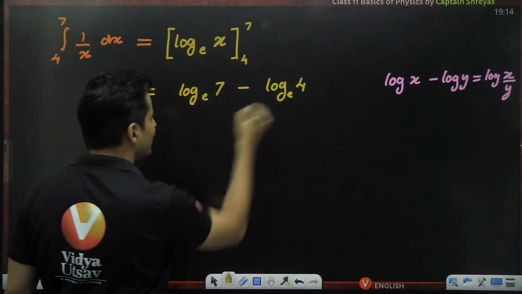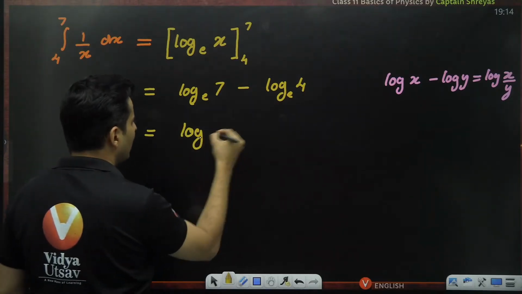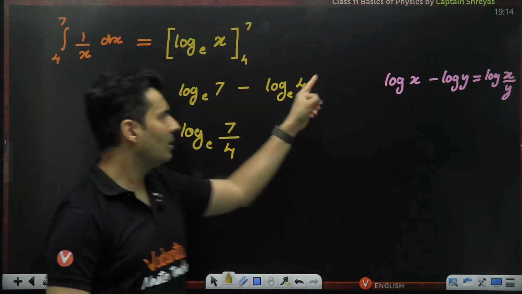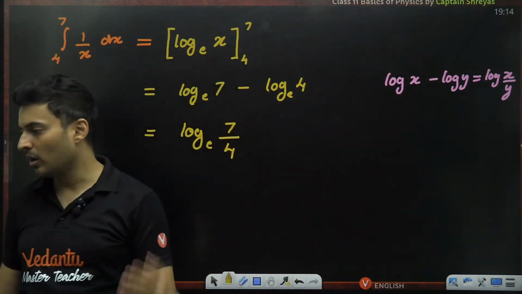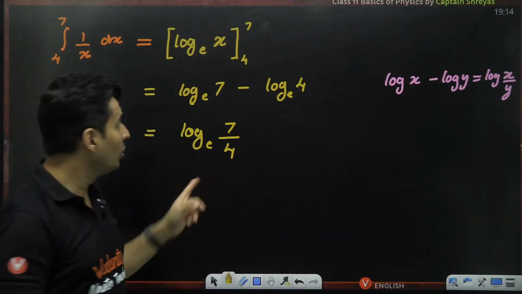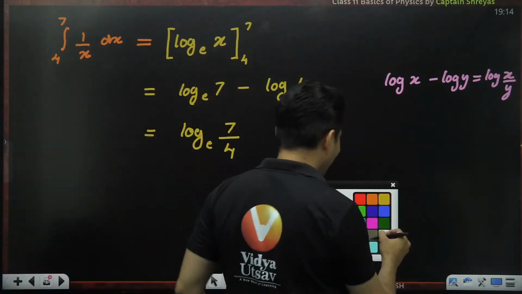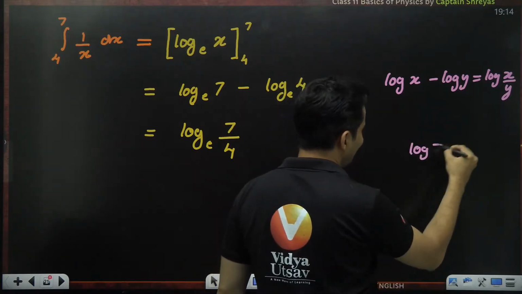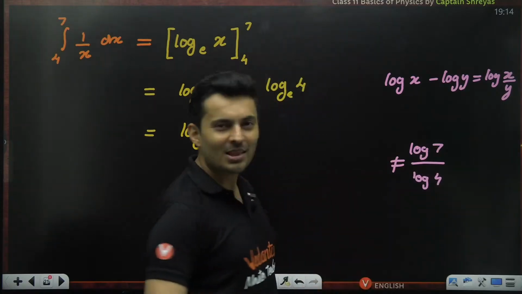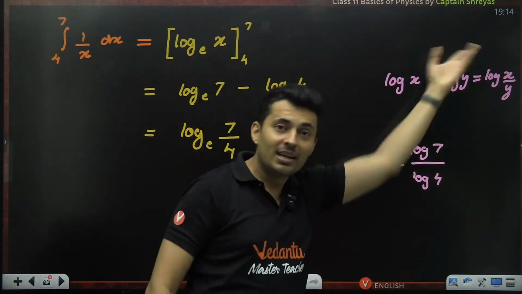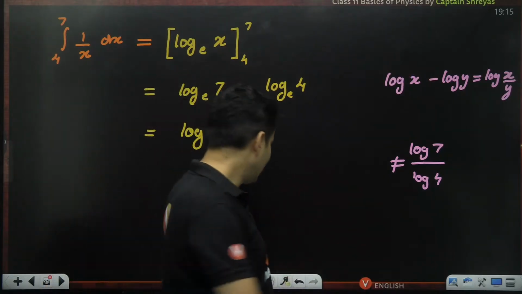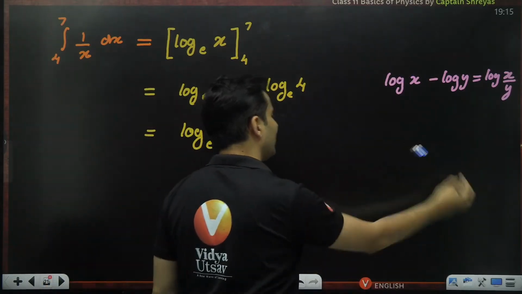So this is log of x minus log of y. Oh, sir, so this will be log of 7 by 4. Yes, correct, my dear. So log of 7 by 4 will be the answer. Log of x minus log of y is log of x by y. Got it? Don't put log of 7 by log of 4. Some of you put that. No, this is not true. It is log of the inside parts, not log of this by log of this. That is not correct. Some of you might make that silly mistake.